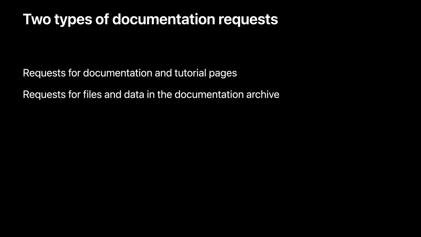There are two different types of requests that the server needs to handle to host the documentation archive. Requests for documentation and tutorial pages, where the request URL starts with /documentation or /tutorials. And requests for additional files and data that is loaded by the web app, where the request URL matches the relative file path for one of the files in the documentation archive.